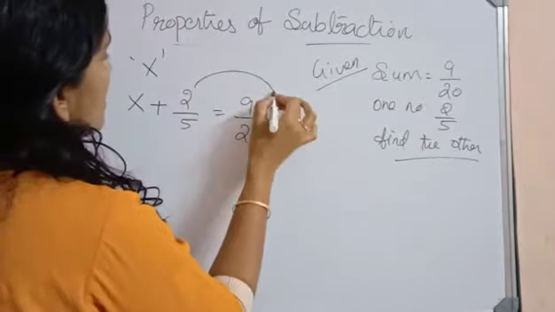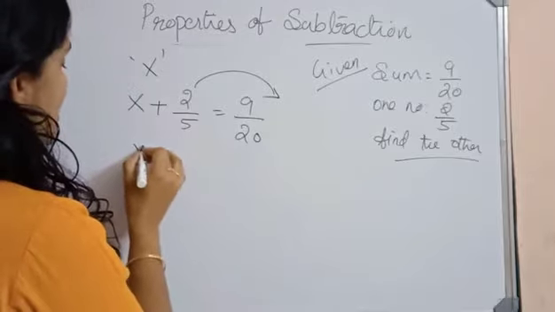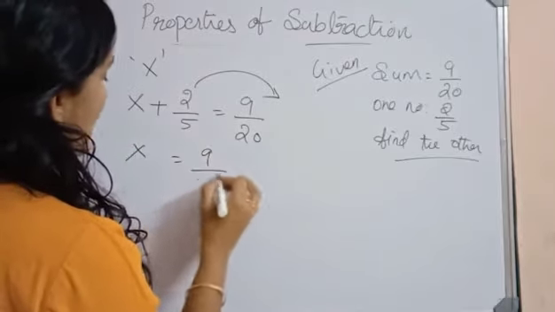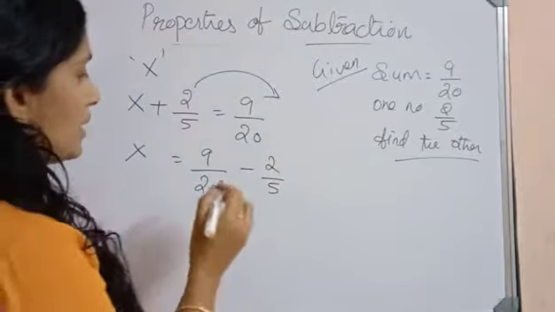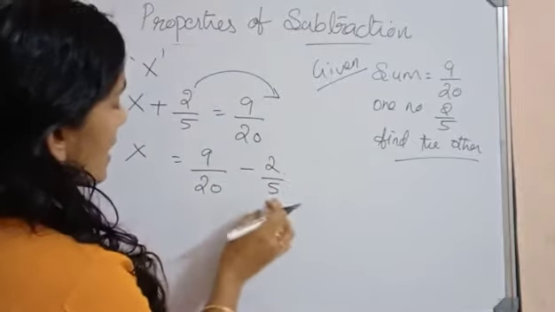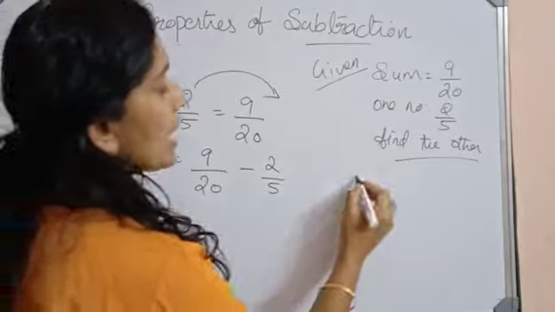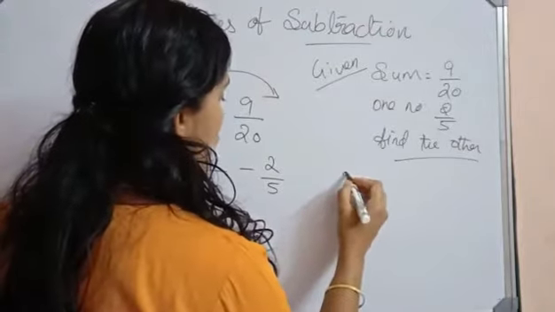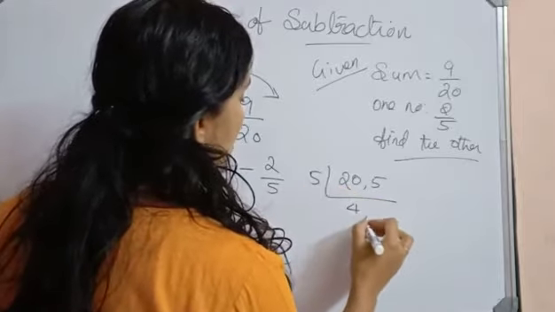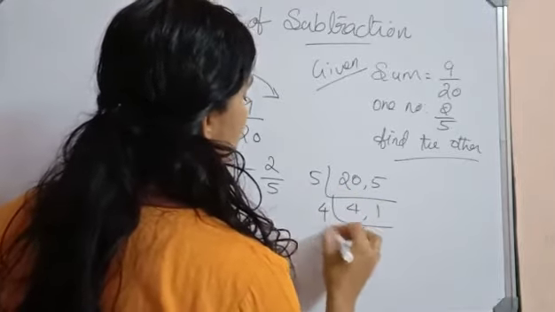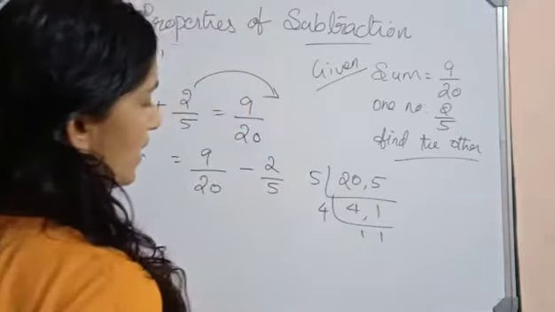Now we have to bring this term to the other side. You will get x is equal to 9 by 20 minus 2 by 5. Take the LCM here because these have different denominators. The LCM of 5 and 20 is 5 fours are 20. So 20 is the LCM.